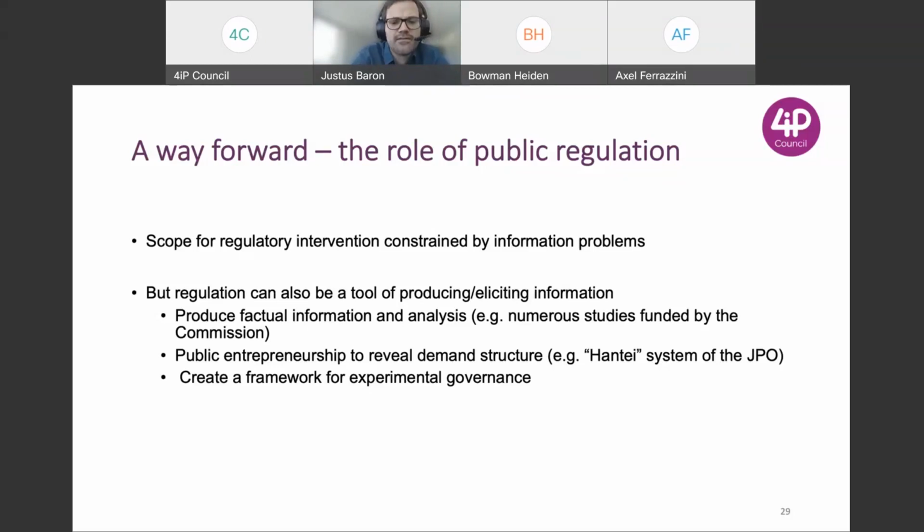So we can think of the Hantai system of the Japanese patent office as public entrepreneurship, which is basically we're assuming the risk, we're doing this, and we'll see whether what we are offering meets industry demand. And if that's the case, then it's in the freedom of private actors to step in and also provide similar services.